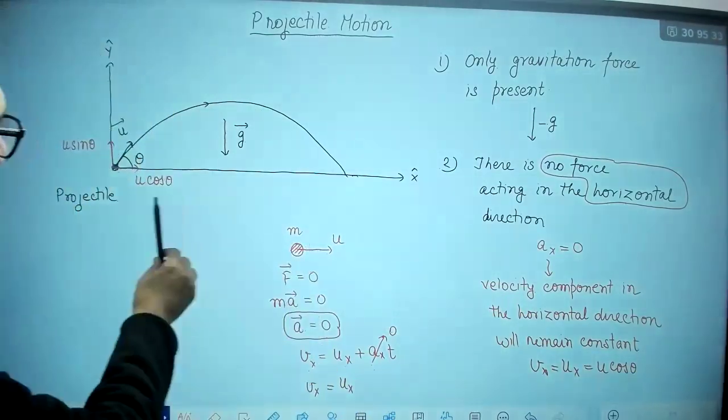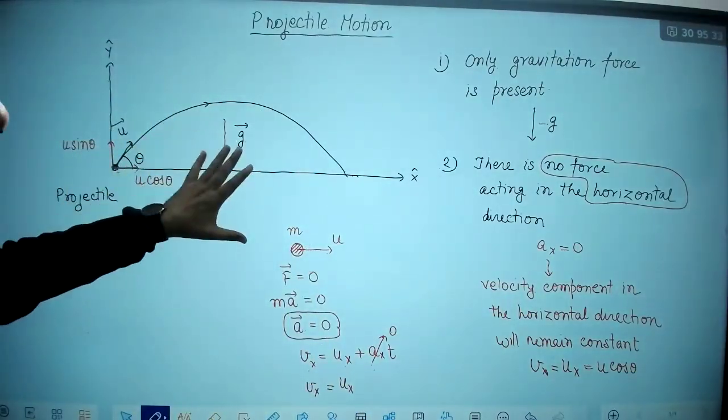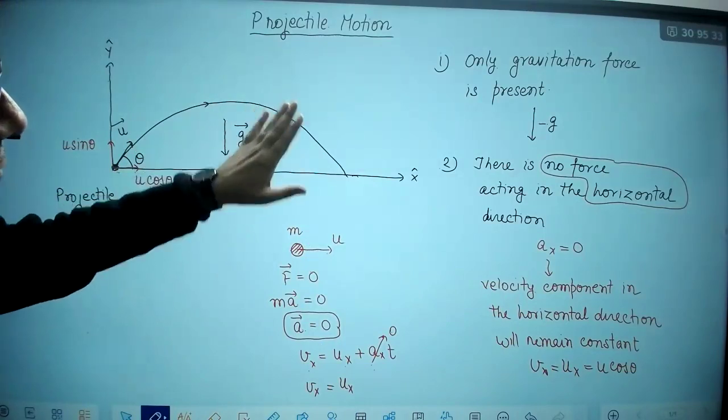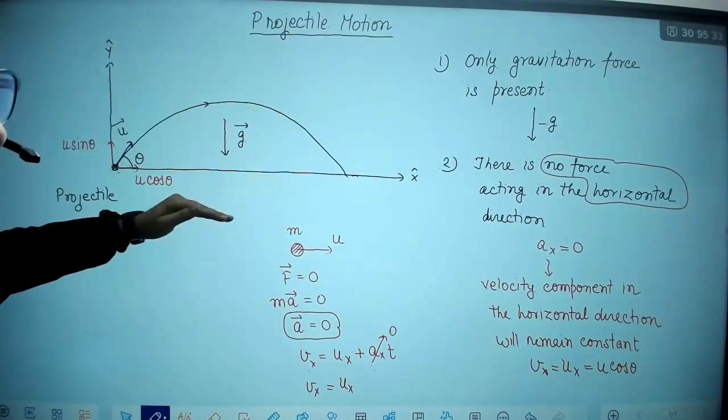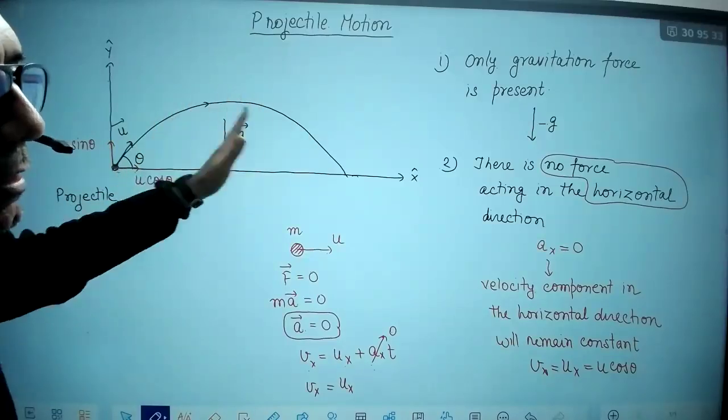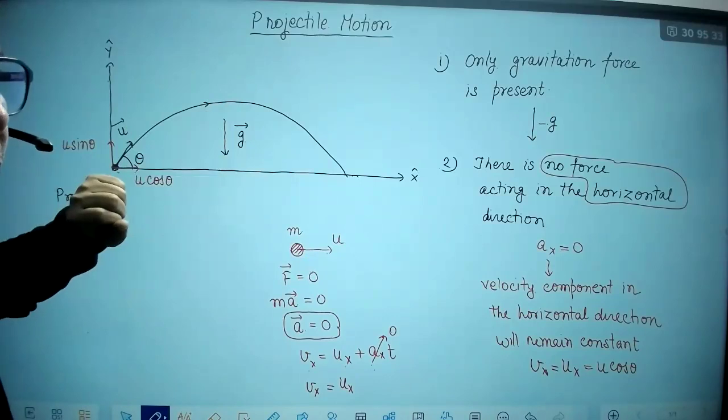Now, come back to this. Basically, in projectile motion, before understanding it, I make it very clear that only one force is acting, in the downward direction, and the particle is moving or traveling under the influence of gravitational force only.